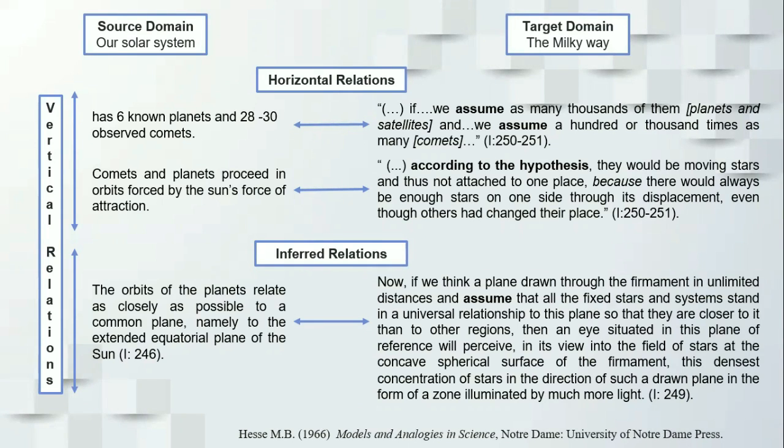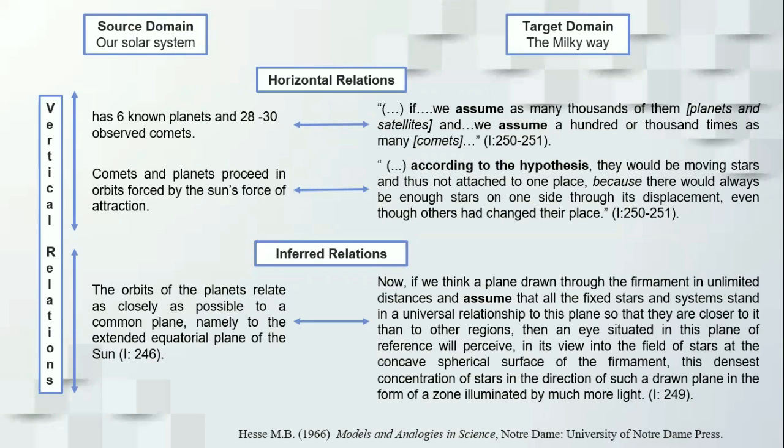Additionally, Kant proposes an imaginary situation that would adjust the simple observation of the Milky Way to the structure of our solar system. So he wrote that if we think a plane drawn through the firmament in unlimited distances, and assume that all the fixed stars and systems stand in a universal relationship to this plane, so that they are closer to it than to other regions, then an eye situated in this plane of reference will perceive this dense concentration of stars in the direction of such a drawn plane in the form of a zone illuminated by much more light.